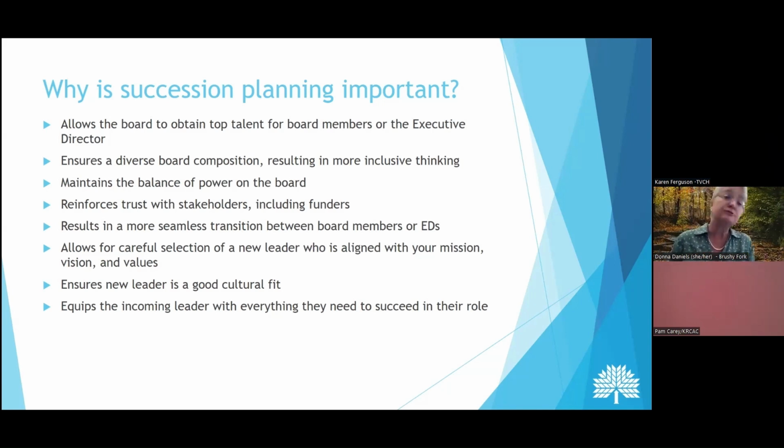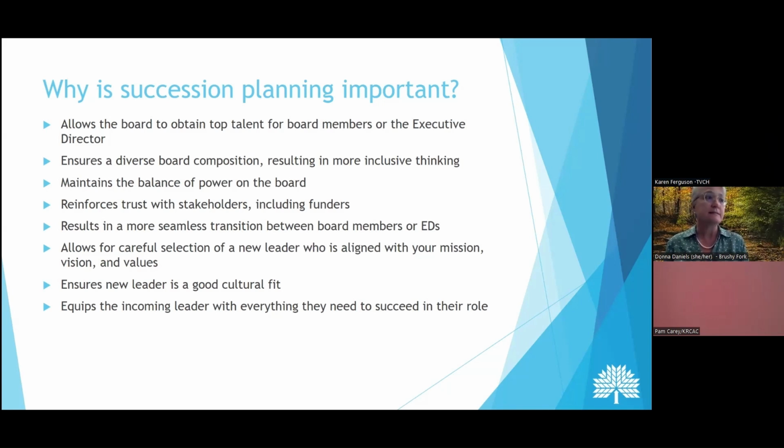For boards, it ensures diverse board composition, resulting in more inclusive thinking with the board. It maintains the balance of power on the board to do this succession planning so that you are moving new people on and off of the board, being ready to onboard people who have the interest and the skills to be able to really bring their power to the board. And so it maintains that balance of power that way.